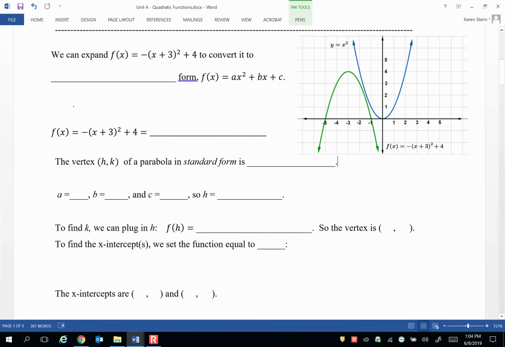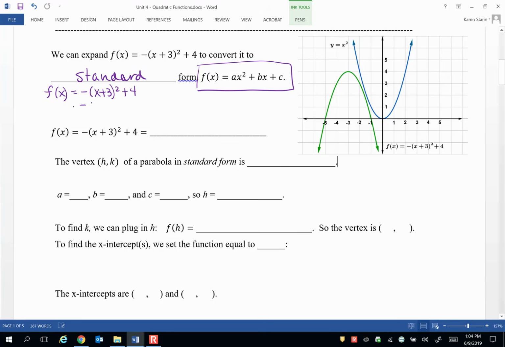We can expand the equation for a quadratic function f of x equals negative the quantity x plus 3 squared plus 4 to convert it to what's called standard form. The general equation in standard form is f of x equals ax squared plus bx plus c. So the work to be done is expand x plus 3 squared first, and then of course add 4 to any constant that comes from that.